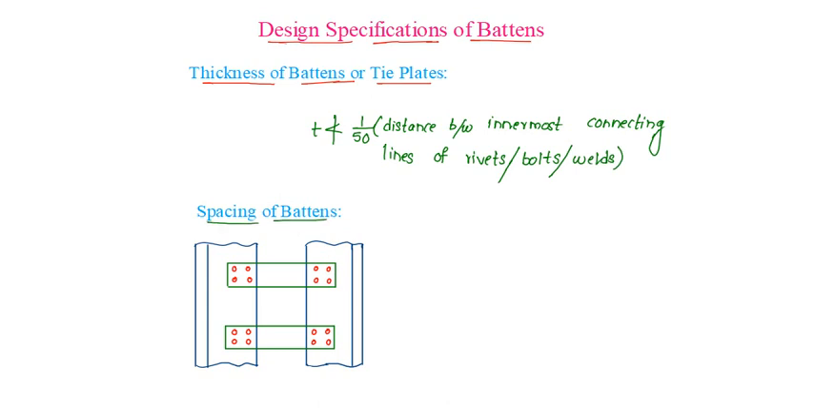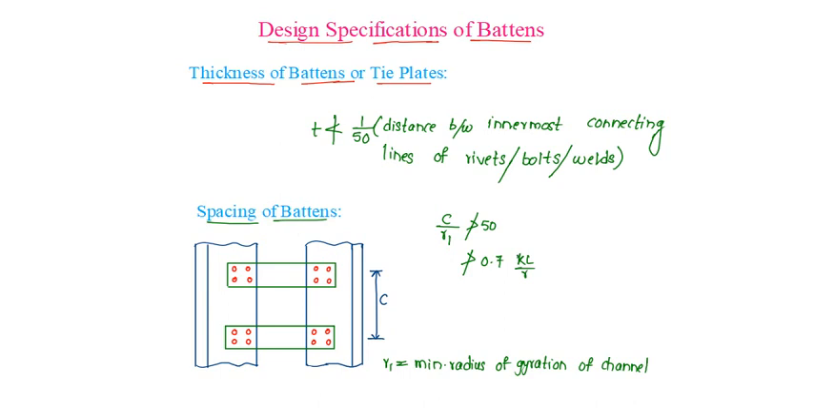whereas the spacing of the batten, let us say this is the spacing of the batten, say C, then C by r1, where r1 is the minimum radius of gyration of the channel section, should not be more than 50 or should not be more than 0.7 times KL by r effective of the batten column, where KL by r effective we already know is 10% more, that is 1.1 times KL by r original.